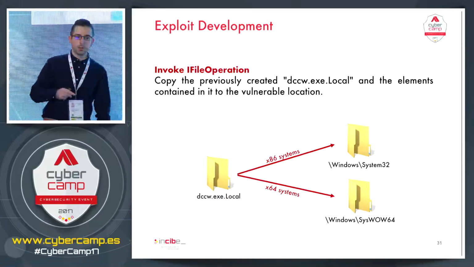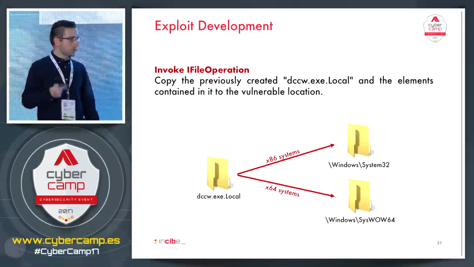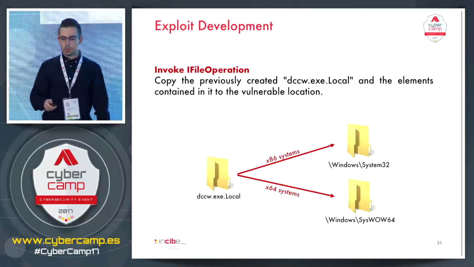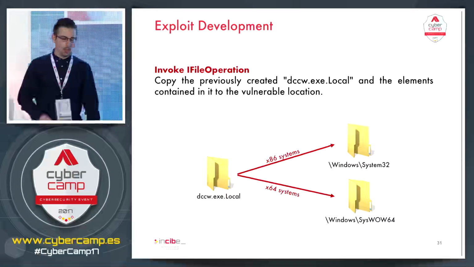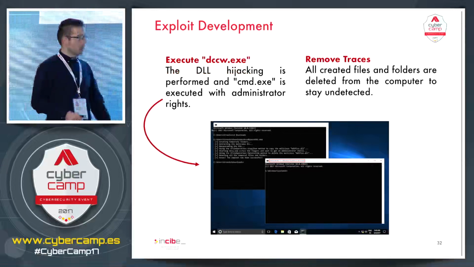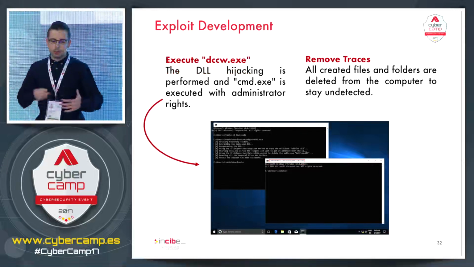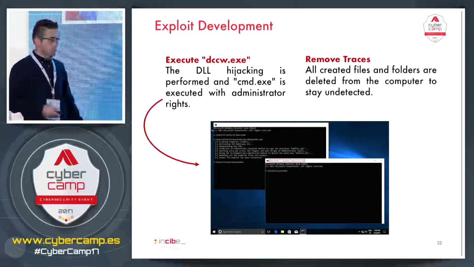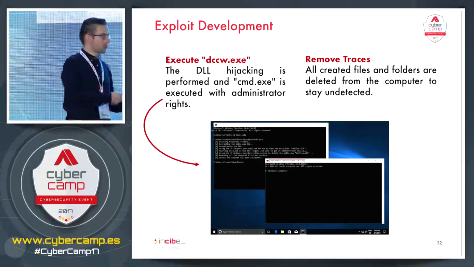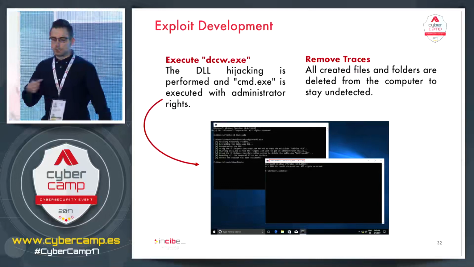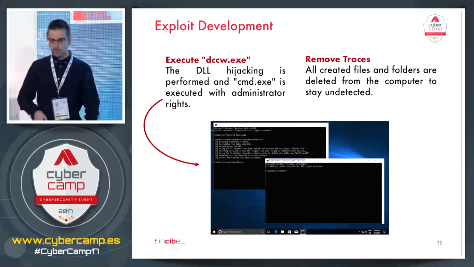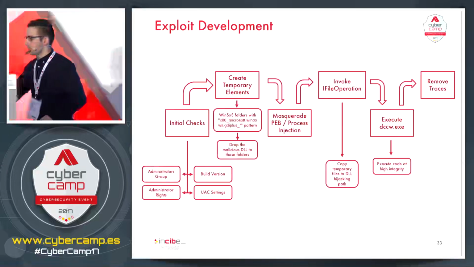With the 64-bit system, we have the second change we've discussed. It's going to be copied to the route that you can see at the bottom of the screen. We would finally execute the process dccw.exe, and our DLL will be executed with administration rights. Then we would remove all traces, all temporary files, so that future executions aren't affected.